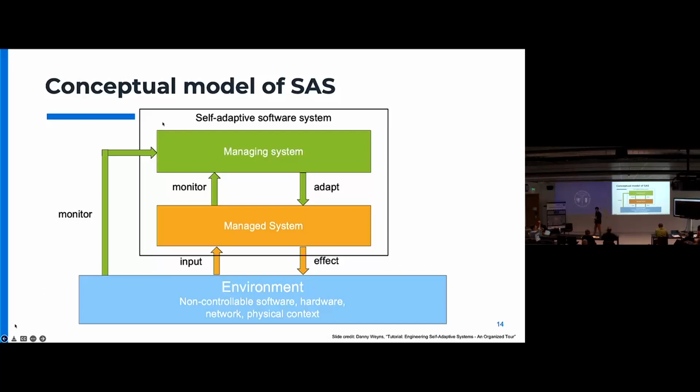Now, yes? I have a question regarding this figure and the monitor arrow on the left. Because if there is any architectural layering tactic here, that one is breaking that principle of layering the concerns, for example. So I'm curious about that monitoring, why the managing system has direct access to the environment, not through the managed system. Yes, that's a good point.